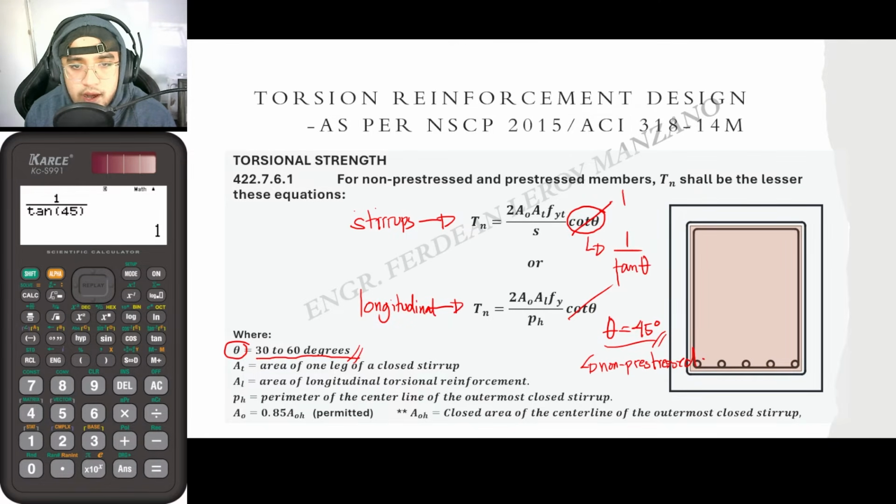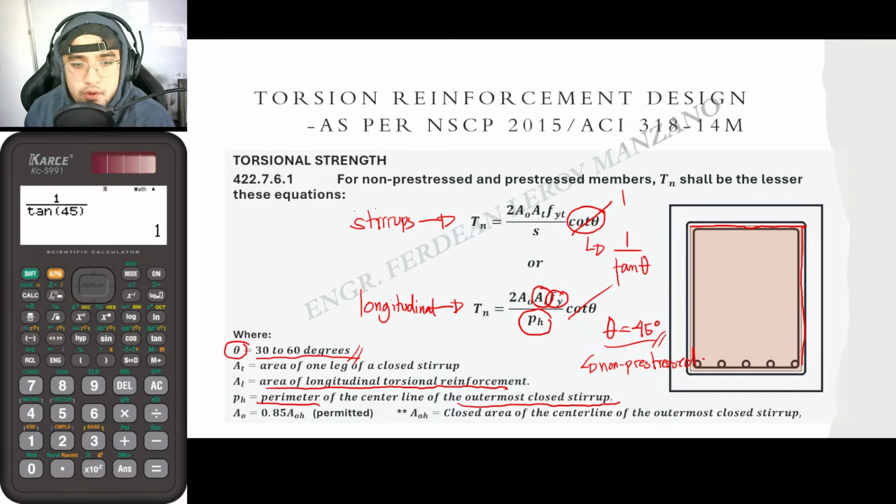Since, as you can see here, we are now to solve for Fy, and Fy is the yield strength of the main bars. AL here is the area of the longitudinal torsional reinforcement. And PH is the perimeter of the center line of the outermost closed stirrup. Meaning in our orange square on the figure on the right, just get the perimeter of this orange box. So that is now PH.